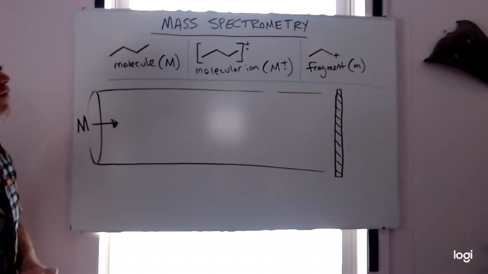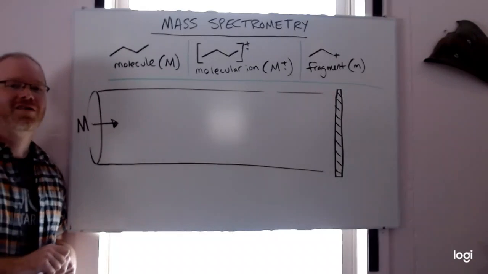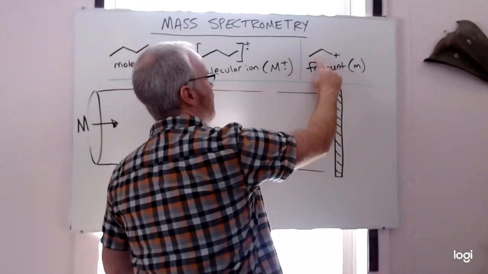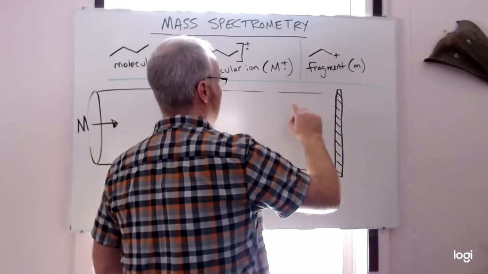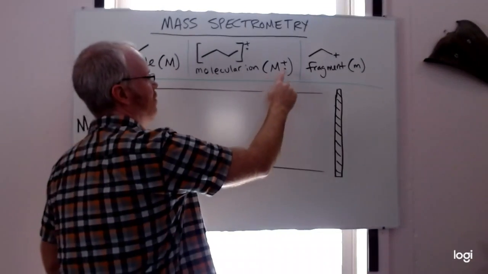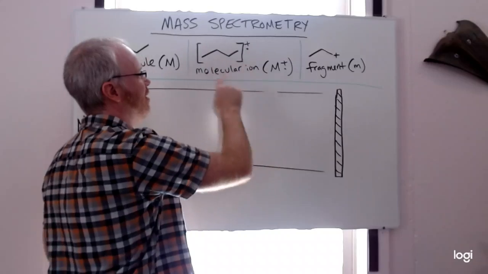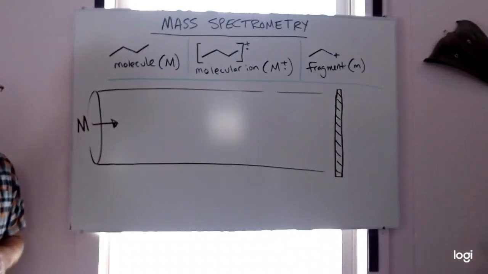And within the device, you're going to get fragments. So the molecule will quite literally break into pieces, into separate, smaller parts, right? Sometimes before they get detected. So I'm using the big M to represent the whole molecule, M plus radical here for the ionized version of the whole molecule, and a little m for a fragment.